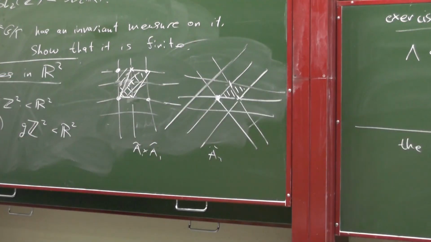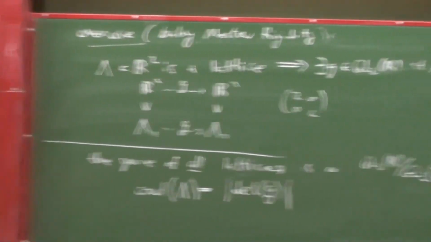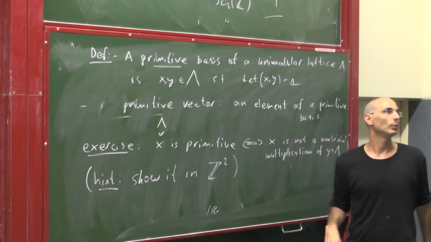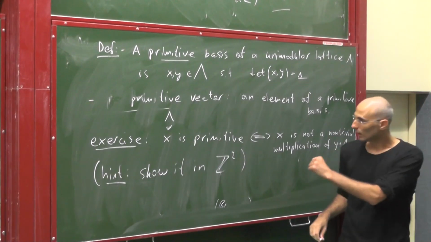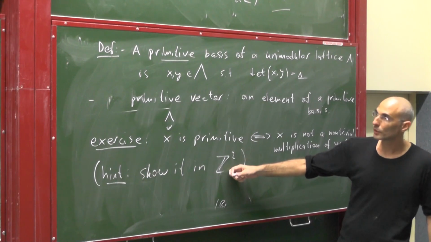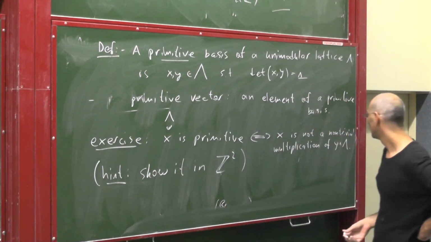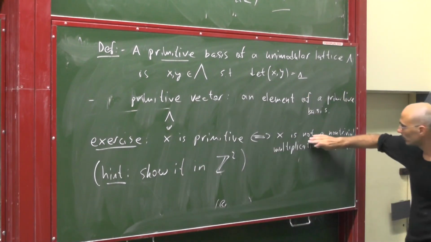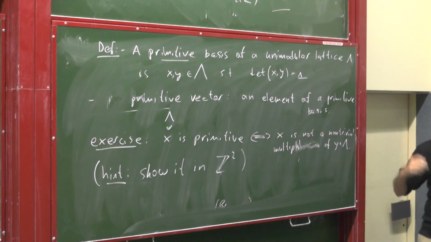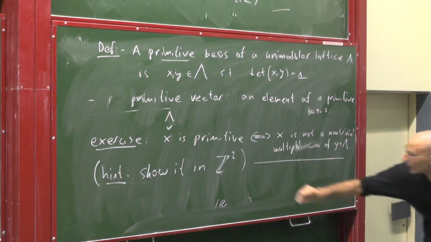Show it for the special case where lambda is equal to Z squared, and use the fact that all lambda is obtained by multiplication. Yes, integer. I'm sorry for my English. And I'm hurrying up now.